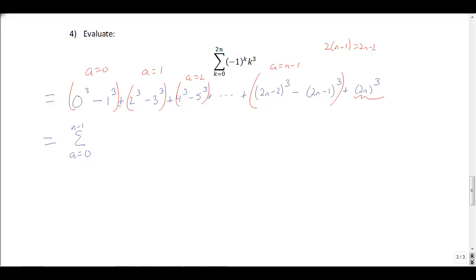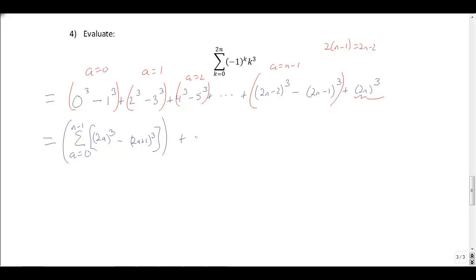And think about what each of these things are. The first one cubed is 2a cubed, minus the next one, which is 2a plus 1 cubed. And then this whole thing, I also have this 2n cubed floating on the outside.